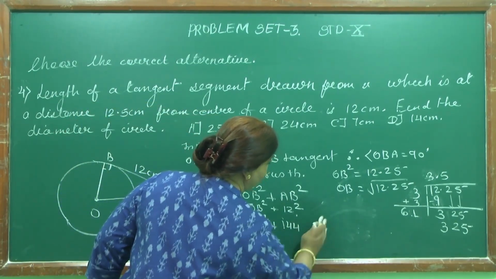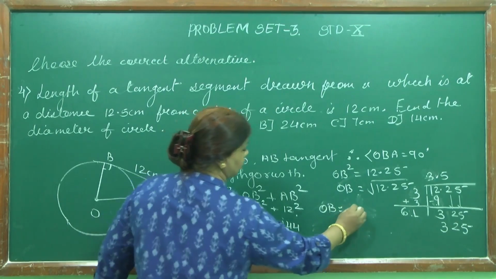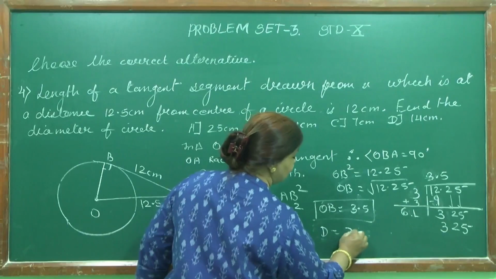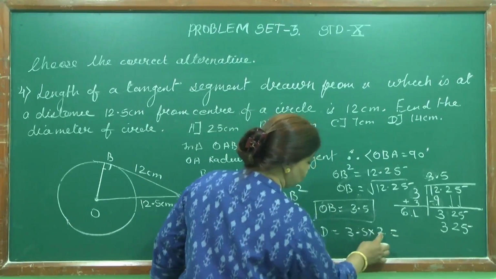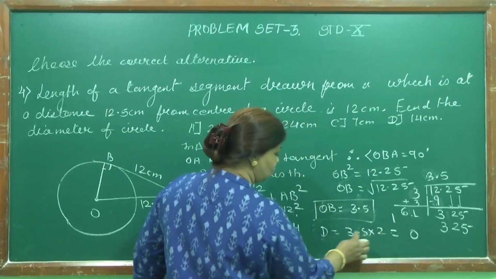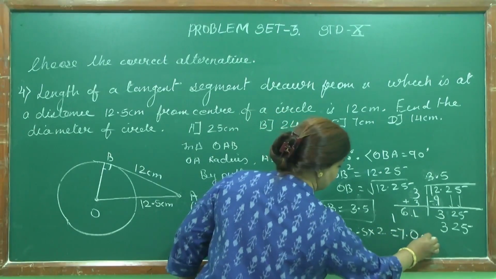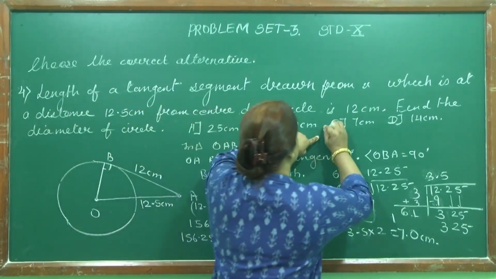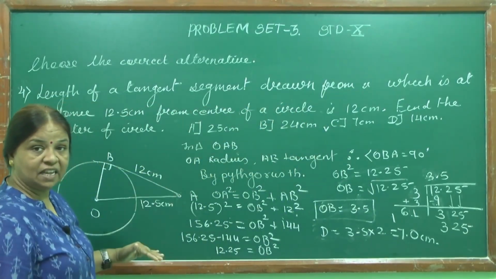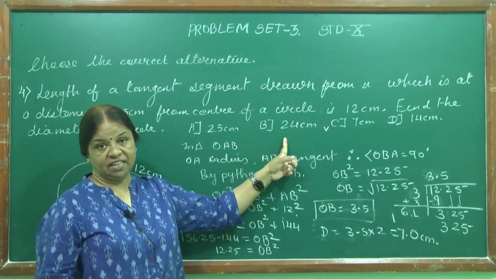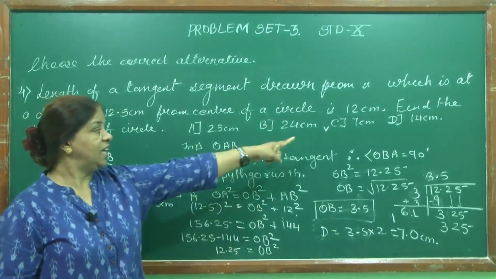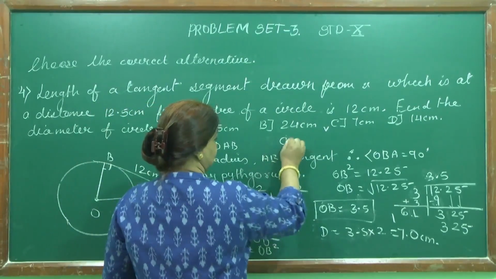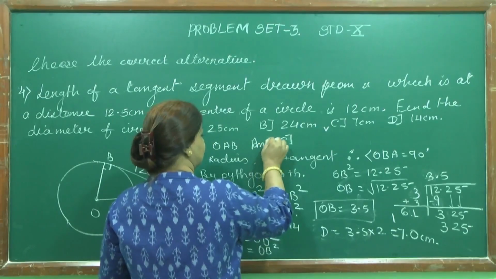So OB we got 3.5. Radius we got 3.5. What is the diameter? 3.5 into 2. 2 5s are 10, carry 1. 2 3s are 6 plus 1, 7. So 7 centimeter is the correct answer. Where is the option? C is the correct option. So when in the exam you are asked to find the correct option, you need to solve it and then write the correct option. That is C. C is the correct answer.